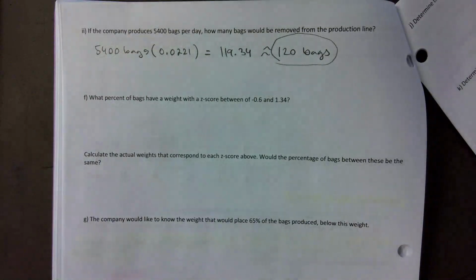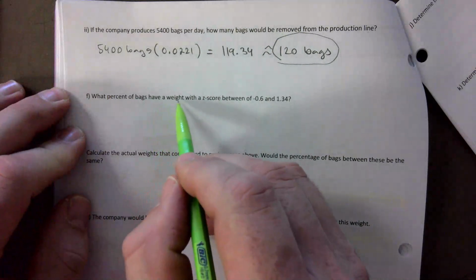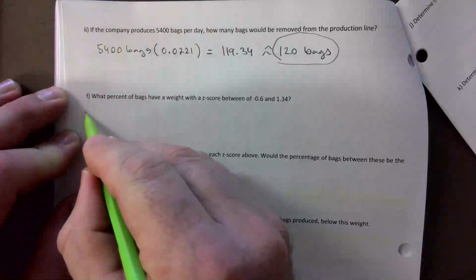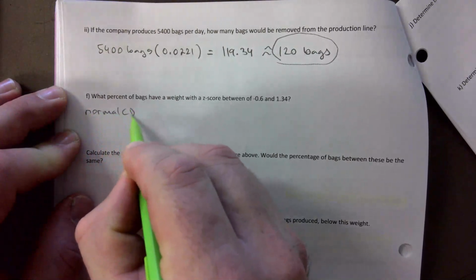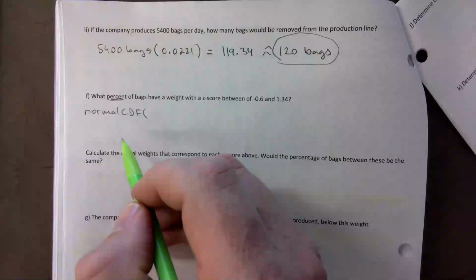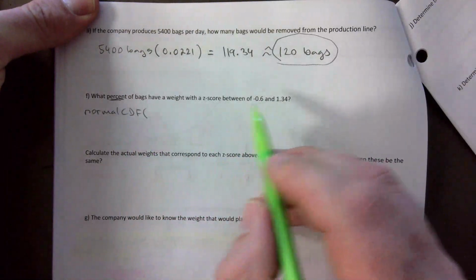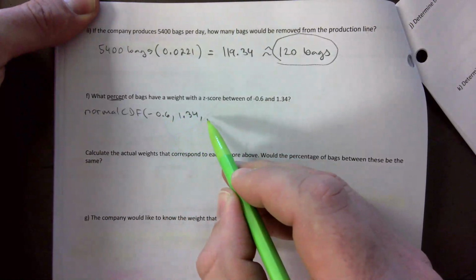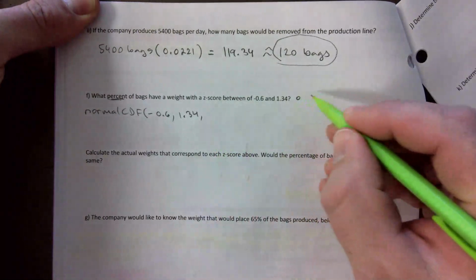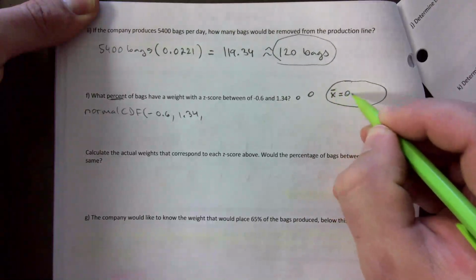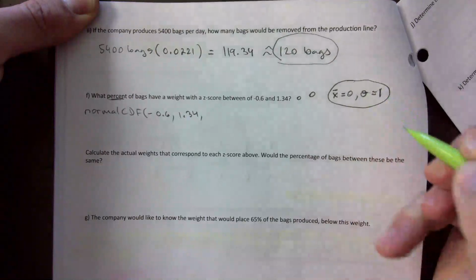Okay, I'm going to go a little bit faster now, okay? What percentage of bags have a weight with a z-score between negative 0.6 and 1.34? It's normal CDF, right? Because it's asking for what percentage, what probability. And I have z-scores, correct? What do I put for mean and standard deviation? I'm going to go thinking bubble, okay? Mean is 0, standard deviation is 1.